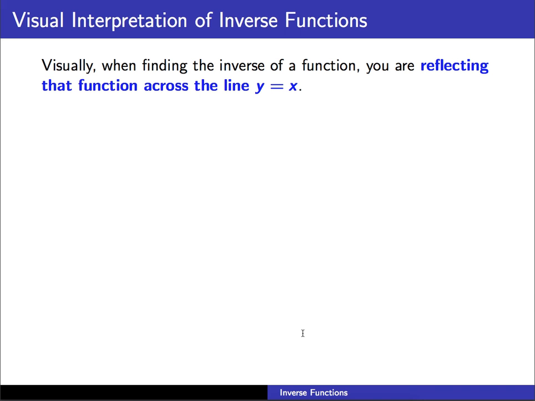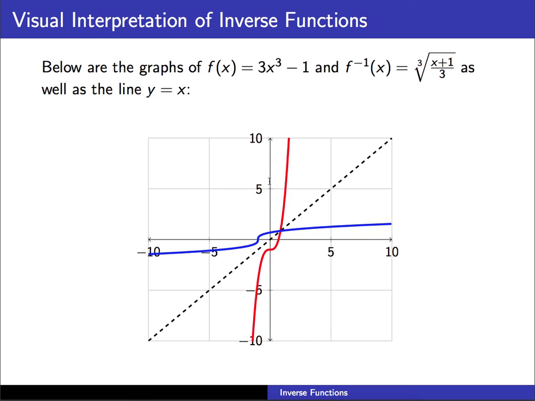Now, visually what happens when you find the inverse, in that second step when you switch your x and your y, from a graphing perspective, is that your original function gets reflected across the diagonal line y equals x. So here in red, I have the graph of f of x equals 3x cubed minus 1. In blue is the inverse of that function, which is the cube root of x plus 1 over 3. And here we have the dashed diagonal line y equals x.